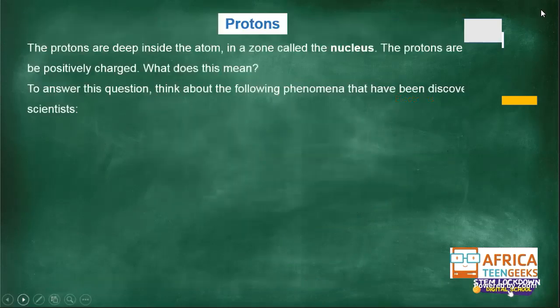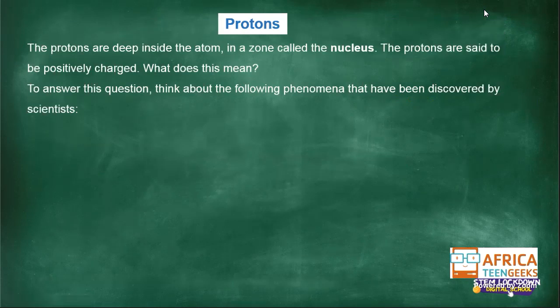Now, protons are deep inside an atom, in a zone called the nucleus. Now, protons are said to be positively charged. Now, you can ask yourself, what does that mean? To answer this question, think about the following phenomena that scientists have observed. They developed this theory because of their observations.